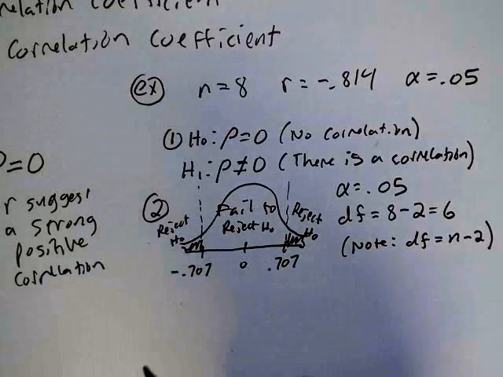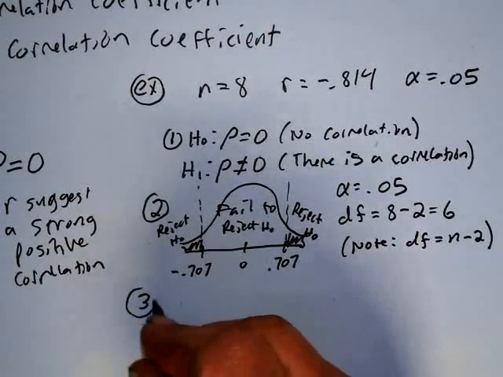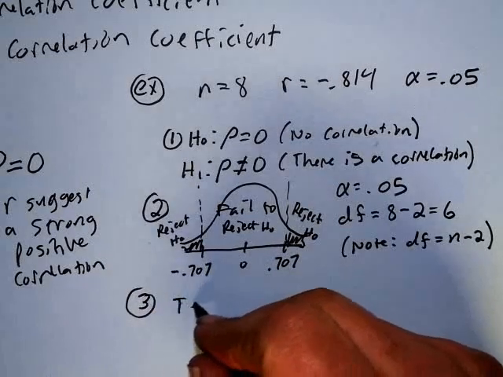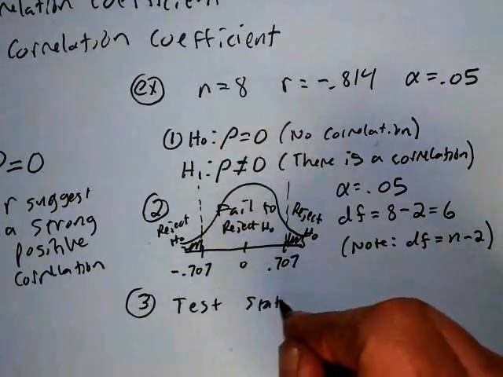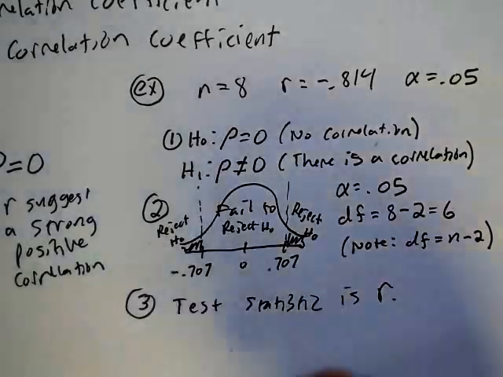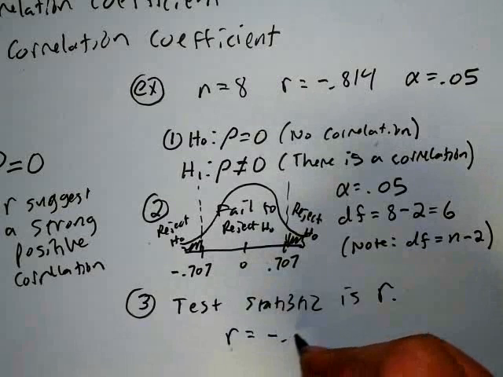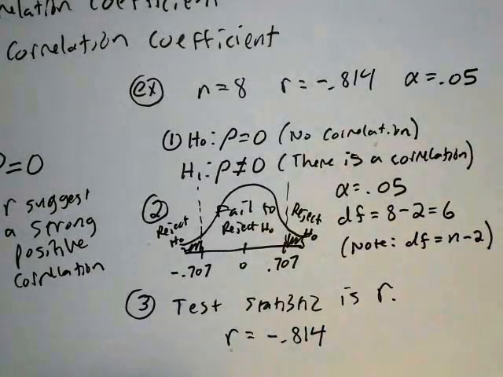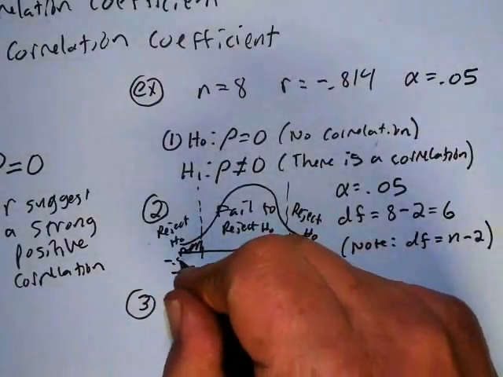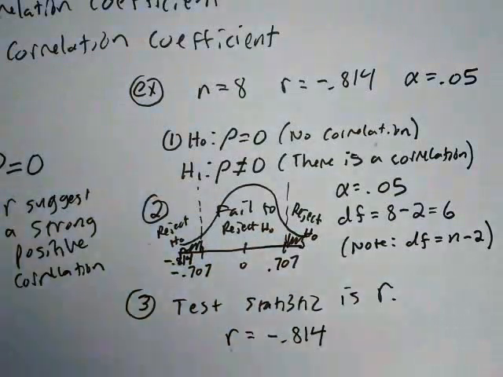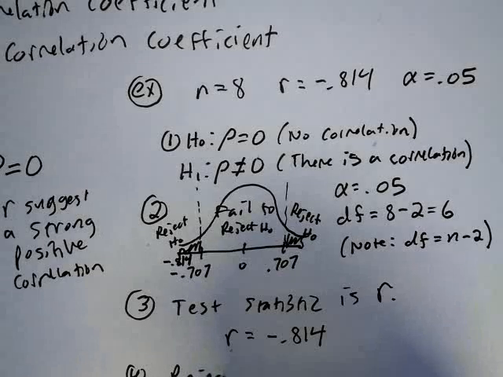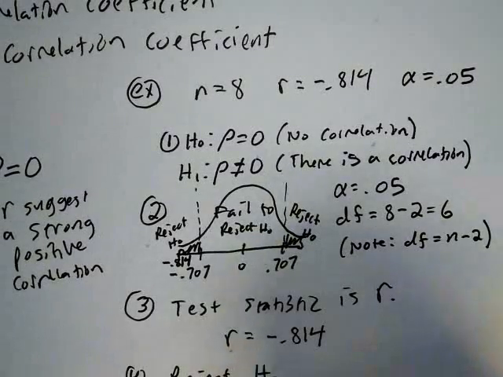Okay? So that will be my rejection region. The test statistic is R. In this case we're told that R is negative 0.814, and that actually does lie in the rejection region. So we would reject H naught. My decision is reject H naught.